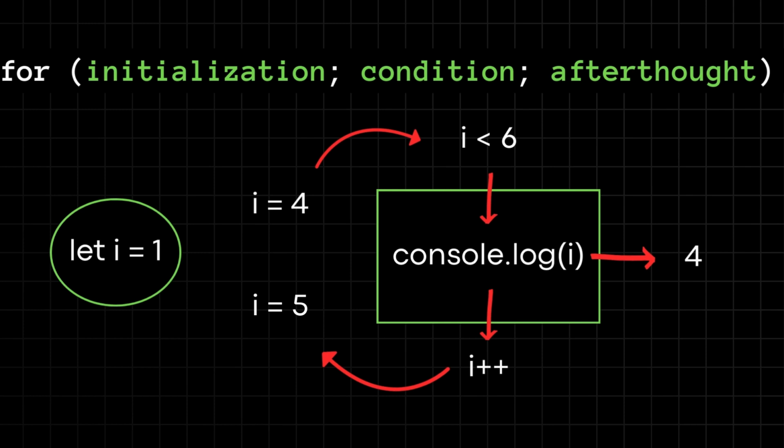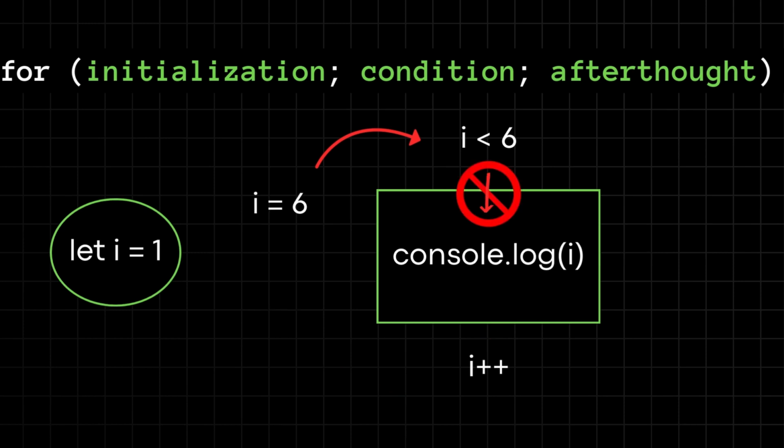My fifth iteration, i is now 5, still less than 6. It goes inside the loop, prints 5, increments, i is now 6. Now i is 6. So the condition i less than 6 turns out to be false. And this is where the loop breaks. It will not go inside and it halts. So this is the end of the loop.